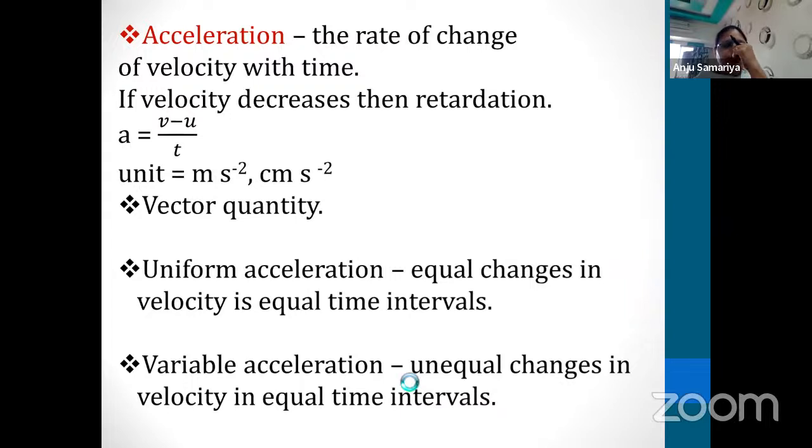Can I complete the acceleration, or is it too much for you? We can complete. Okay, good.